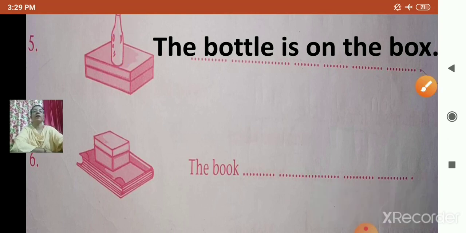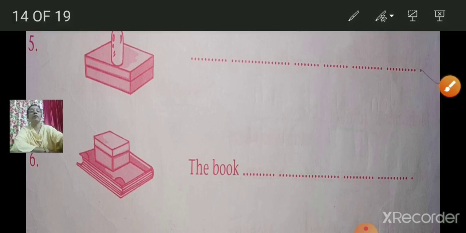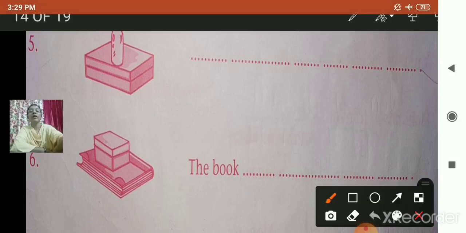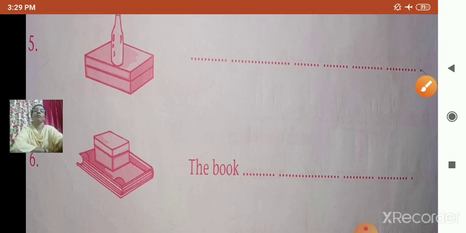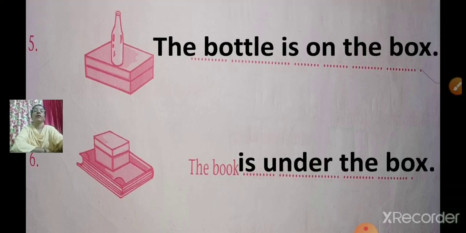Okay. Next one. Number 6. The book. Where is the book? See the book is here. Can you see the book here? Yes. Okay. So where is the book? The book is under the box. So where is the book? The book is under the box.